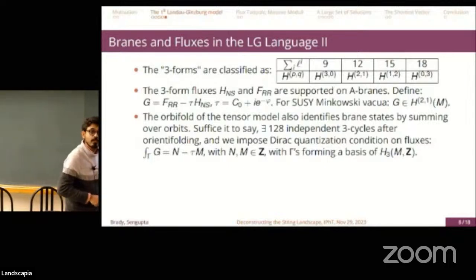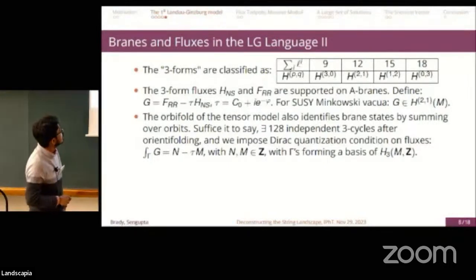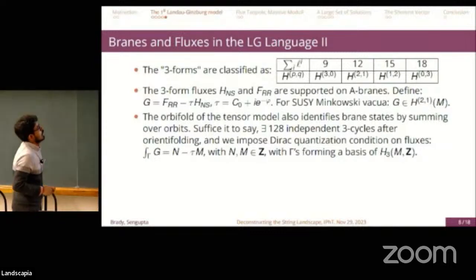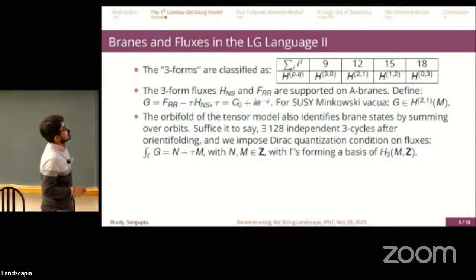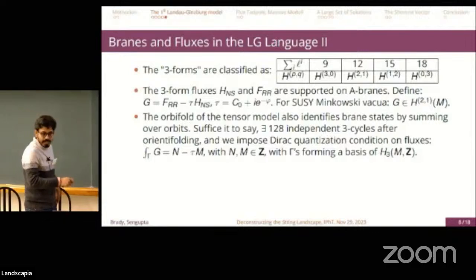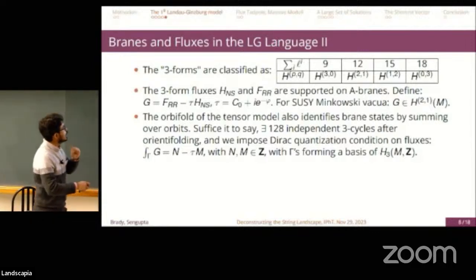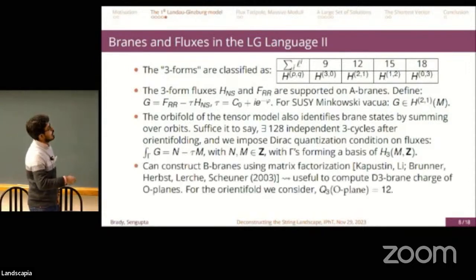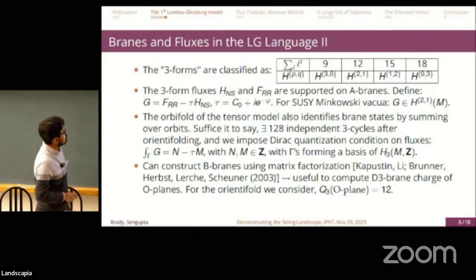Yes. So the cycles we are calling A branes, essentially. All right, so there are 128 different independent 3-cycles in this model, and there's a construction of a basis. We don't go into the details, but on each element of the basis you impose the Dirac quantization condition, which goes like this, where N and M are integers, of course.